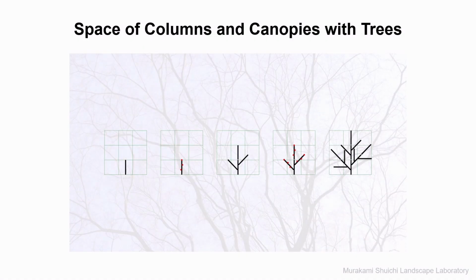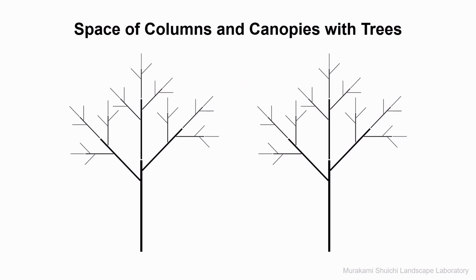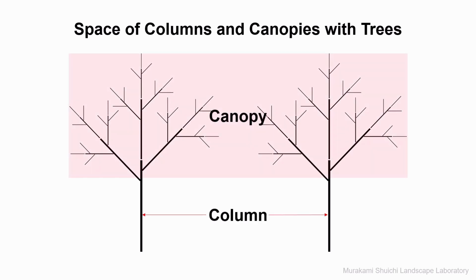As we learned in the previous episode, the form of a tree is an accumulation of its branches. The very first branch continues to elongate and thicken over time, eventually developing into the trunk, while later branches become finer, intertwine, and spread outward to form the crown, thus shaping the characteristic figure of a tall tree like these. When viewed as spatial elements, the trunk becomes a column and the crown a canopy.